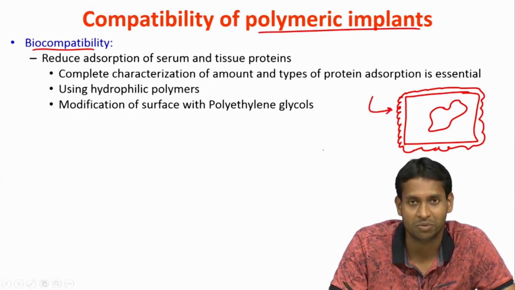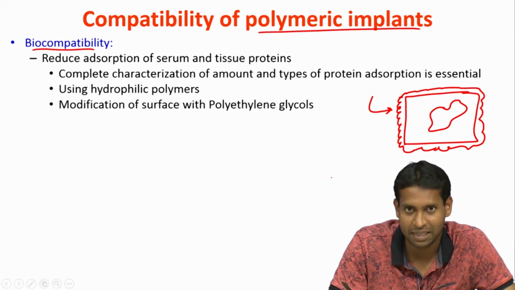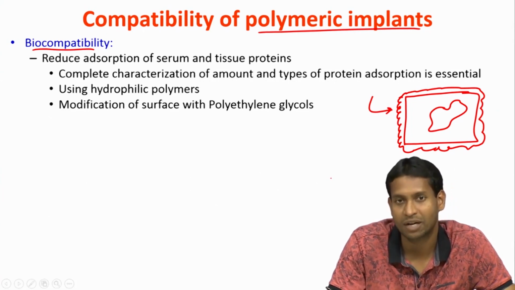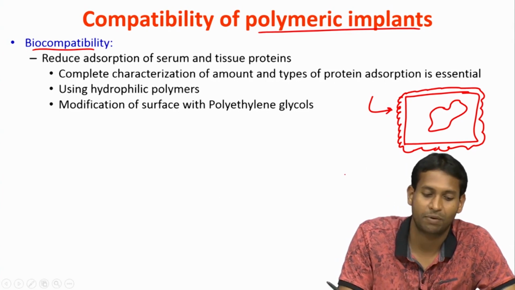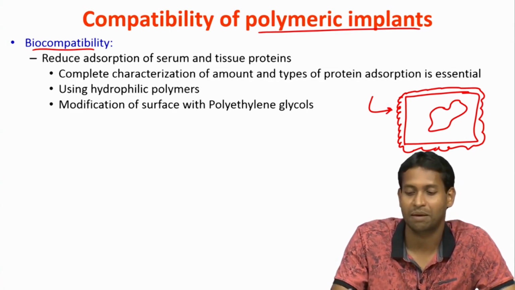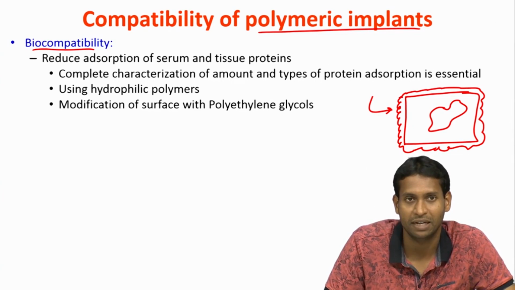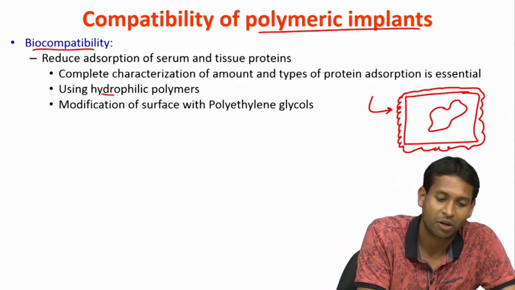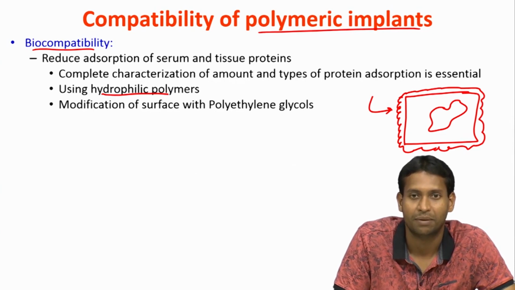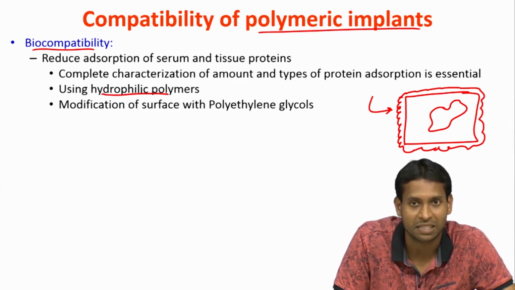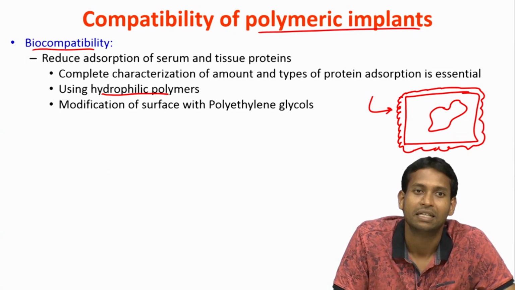As we discussed, protein adsorption typically forms a layer which helps more cells to come in and attach to that site. So, it is required that we completely characterize the type and amount of proteins that are adsorbing on it, and we can use hydrophilic polymers. As we discussed, hydrophilic polymers are more similar to the environment that proteins are currently in, which is hydrophilic water.